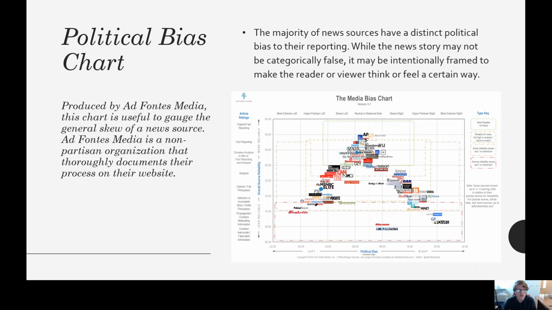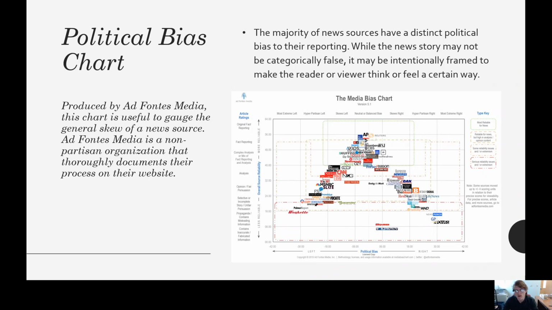All right, let's talk about the political bias chart. This is produced by Ad Fontes Media. This chart is useful to gauge the general skew of a news source. Ad Fontes Media is a nonpartisan organization that thoroughly documents their process on their website, and you can go review that. I've dug in pretty deep on it, and I am pretty convinced it's about as unbiased as any sort of analysis of news can be.